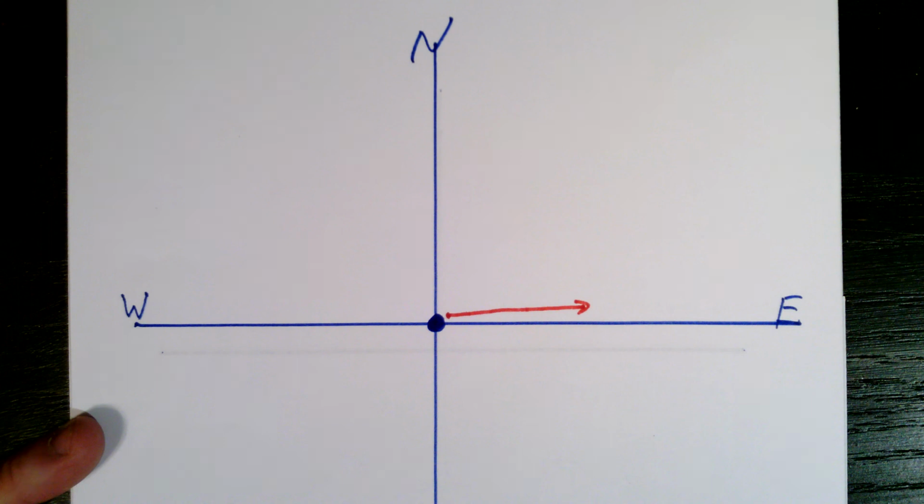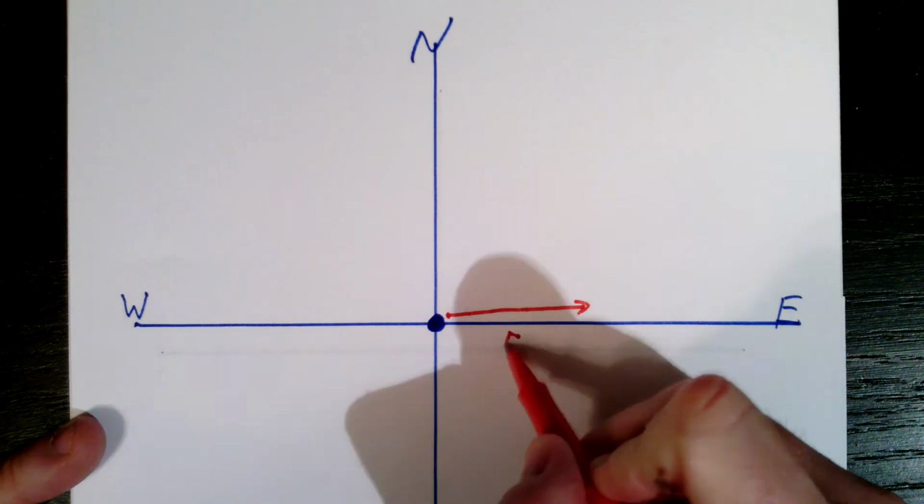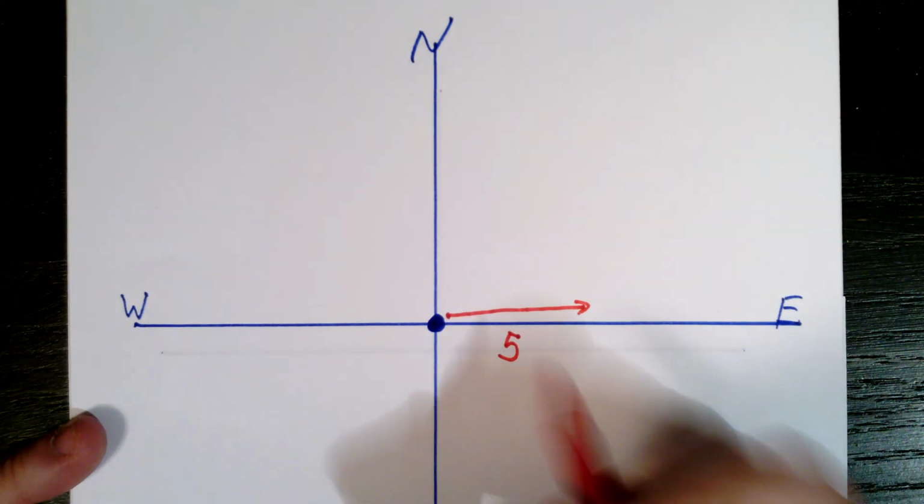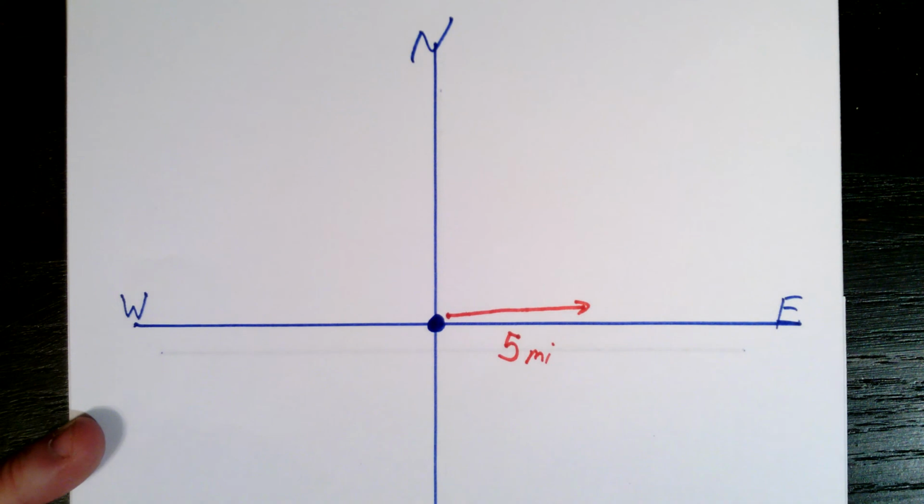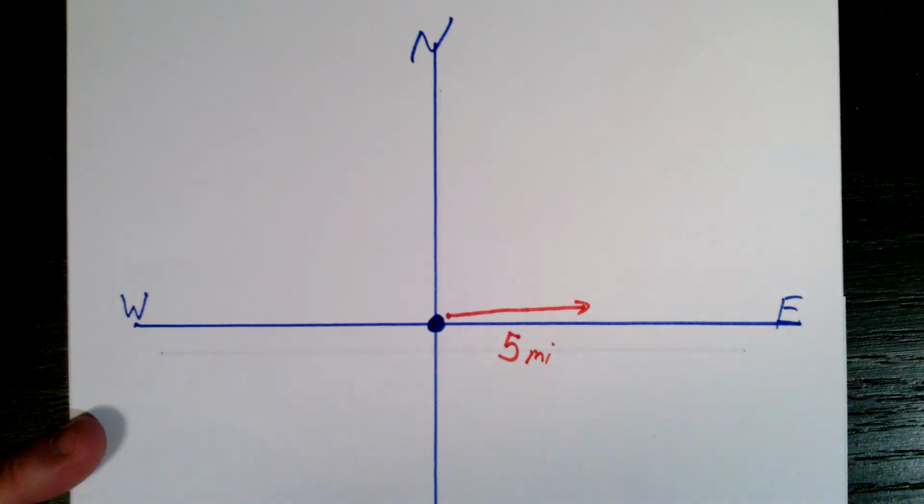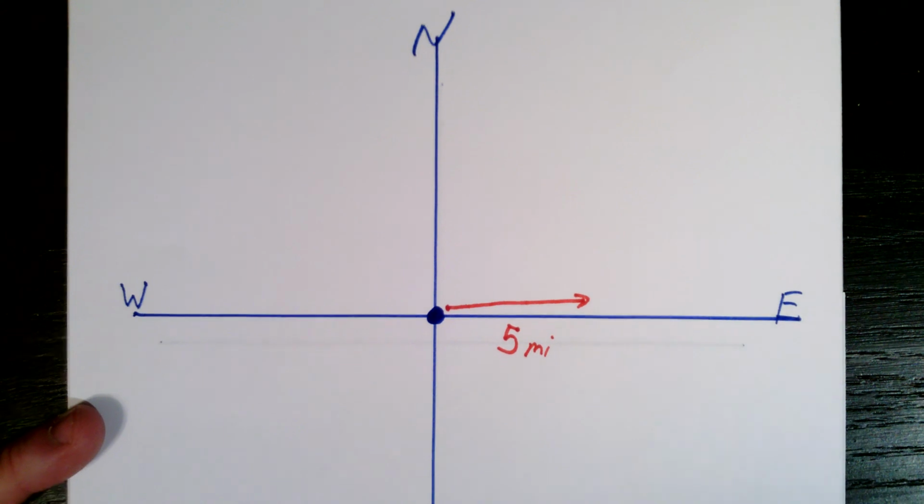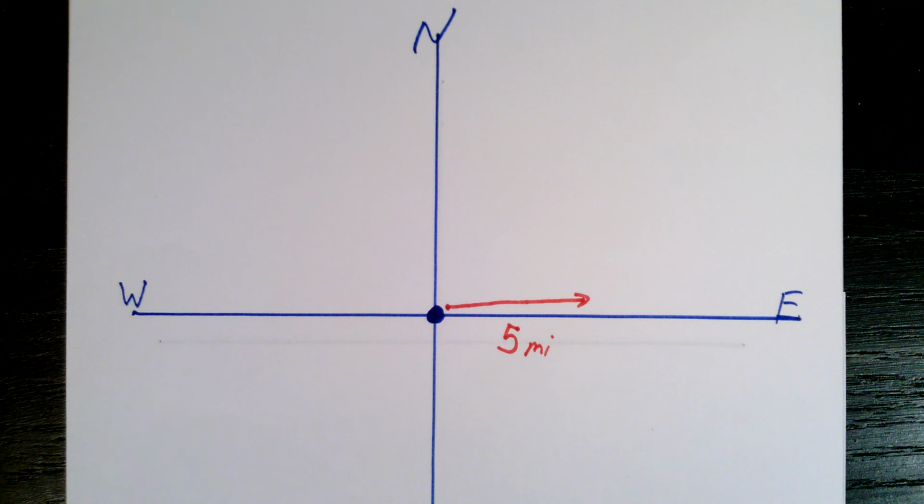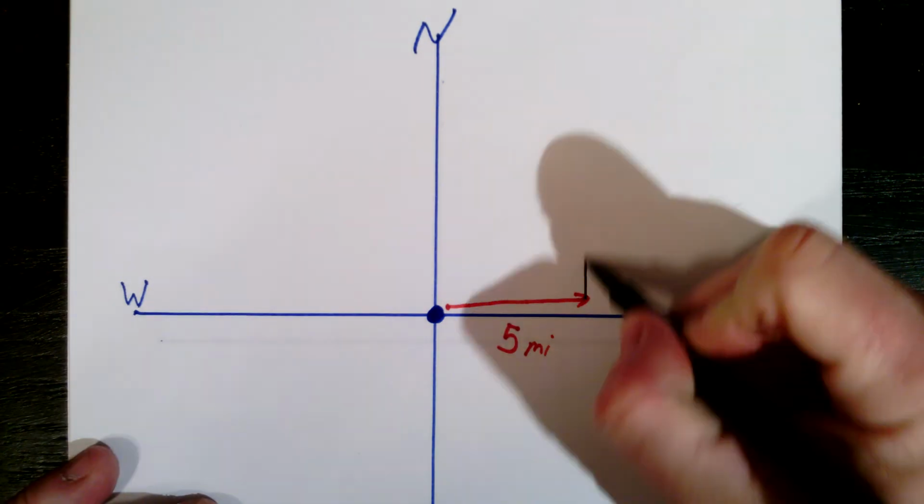Now, in the end, what is the result? The result is I started here and I wound up there. So that would be my resultant. It's the sum of all of my vectors together.